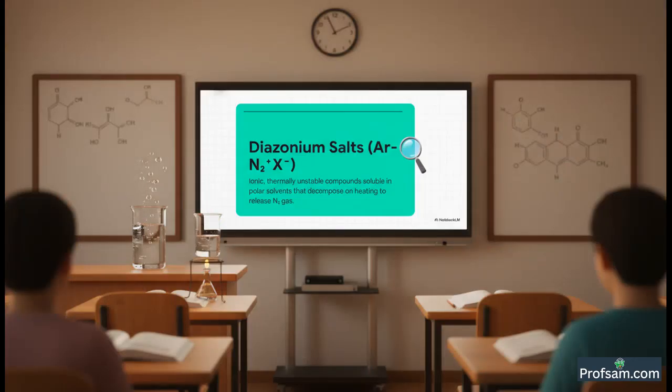Now, this definition you see on screen is perfect for your exams. Look at the key phrases here. It says they are ionic, that's why they dissolve in water. Then it says thermally unstable, that is our core idea. And finally, releasing nitrogen gas. And that's the bubbling we were talking about. This gas is released when the salt breaks down or decomposes.